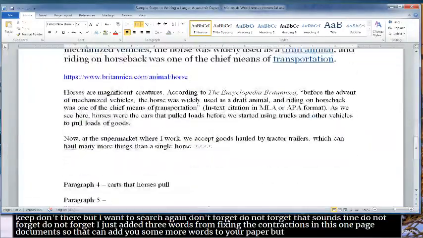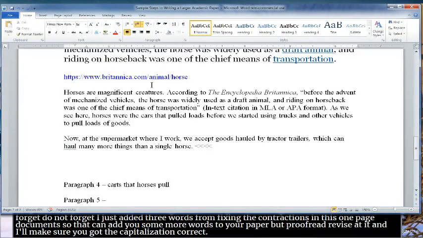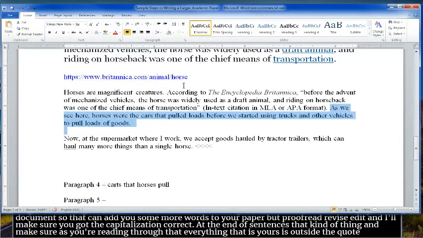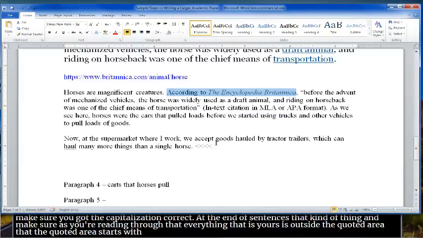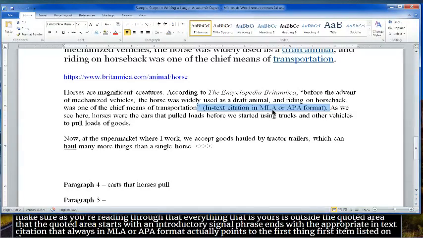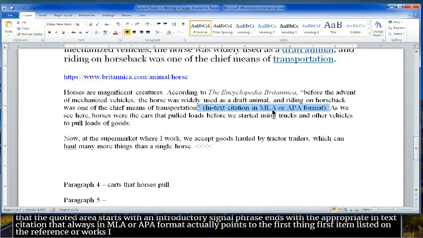But proofread, revise, edit, make sure you've got the capitalization correct, periods at the end of sentences, that kind of thing. And make sure as you're reading through that everything that is yours is outside the quoted area, that the quoted area starts with an introductory signal phrase, ends with the appropriate in-text citation, that always in MLA or APA format actually points to the first item listed on the reference or works cited page citation.